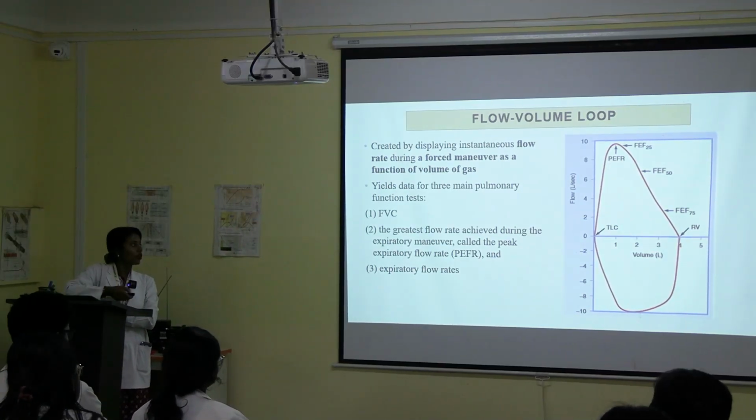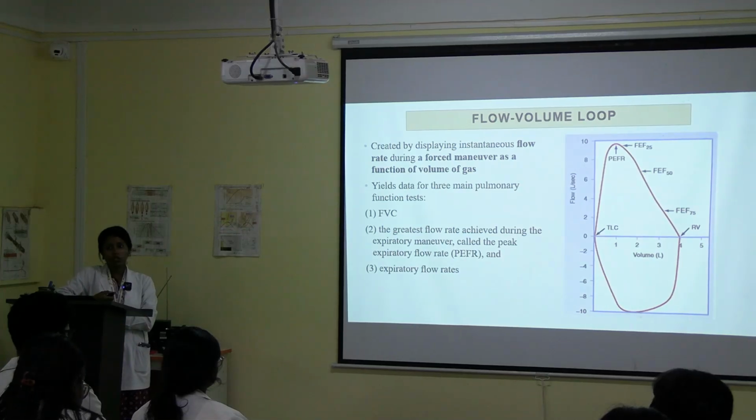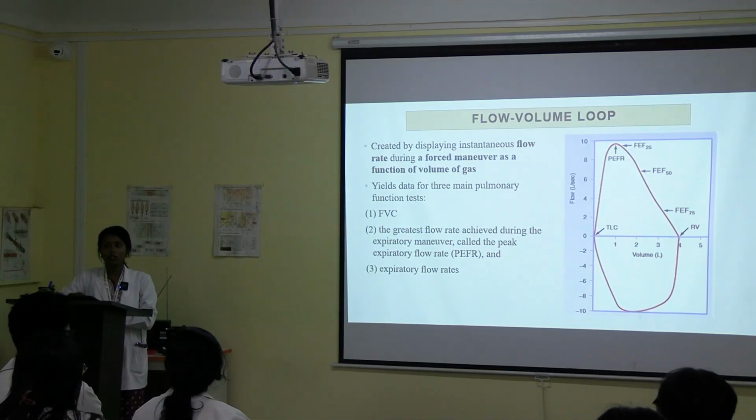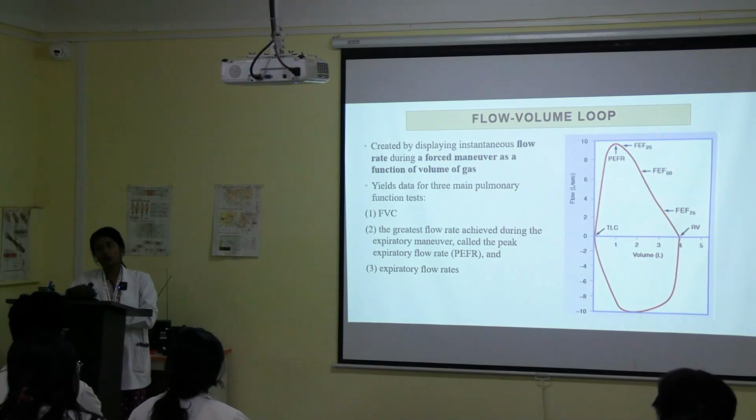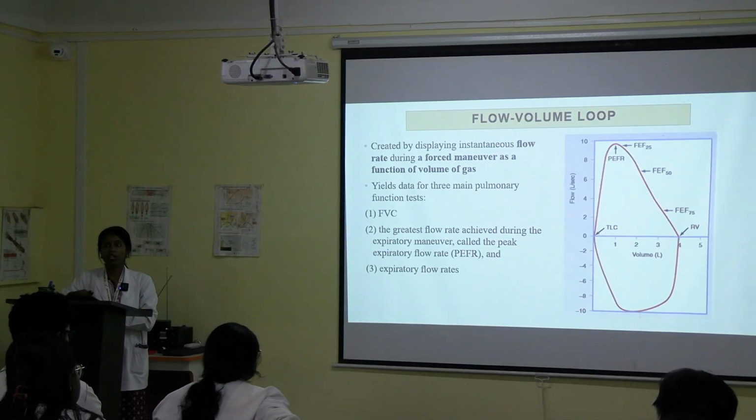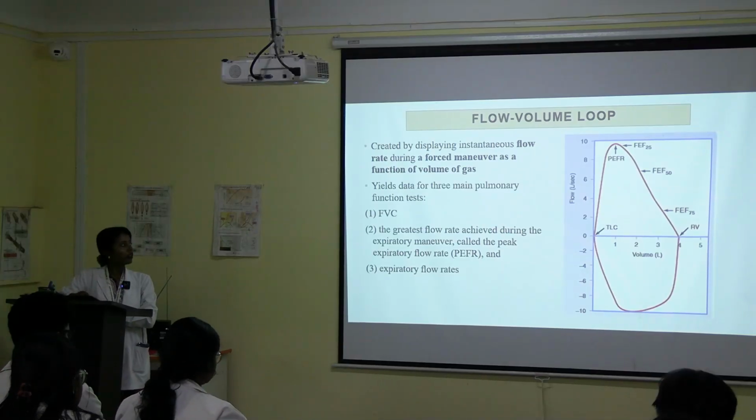So we tell the person you have to continue this. You have to expire for 6 seconds at least. If he cannot, he has to stop in the middle. And if he is coughing in the middle or is not able to perform, then you have to repeat again or tell him to do it again.